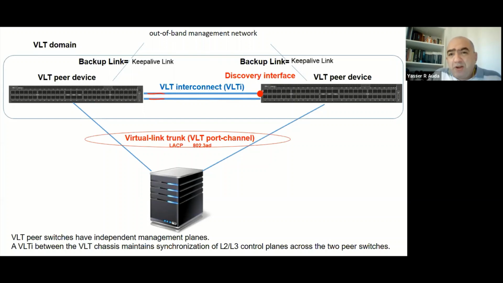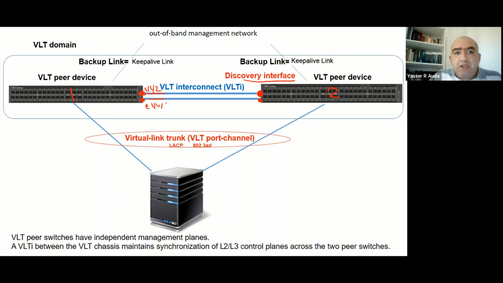The interfaces themselves in each switch, here, here, here, here, we call them discovery interfaces. So let's assume that I have Ethernet 1/1/11 and 1/1/12. These two interfaces on each switch, let's say this is device 1, this is device 2, we call them discovery interfaces.